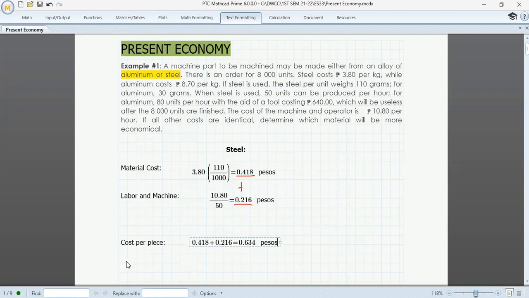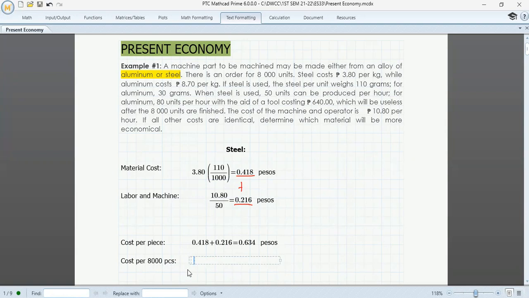So yan daw yung gagastusin natin kapag kada piraso. Ngayon, ang sabi ilan nga ang order? 8,000 units. So isolve na natin magkano kapag 8,000 naman. We have cost per 8,000 pieces or 8,000 units. So, since alam na natin kung magkano magagastos kada piraso, gagawin lang natin, katulad ng sinabi ko, paano nga?